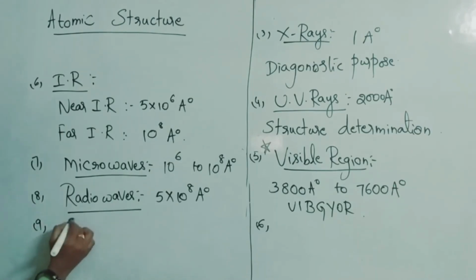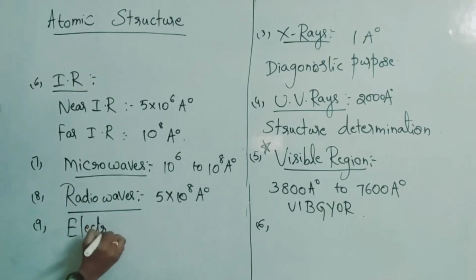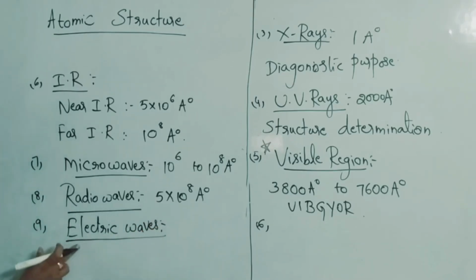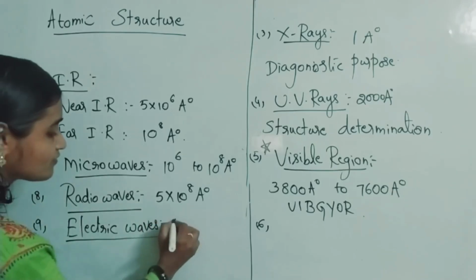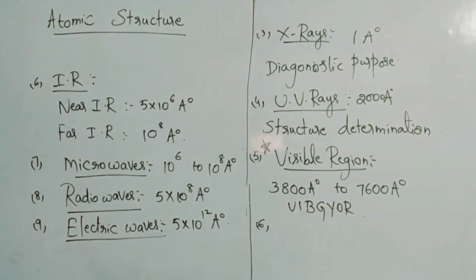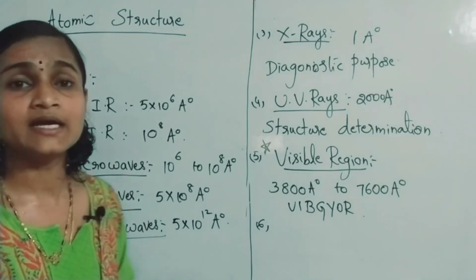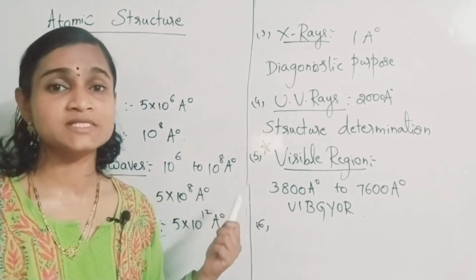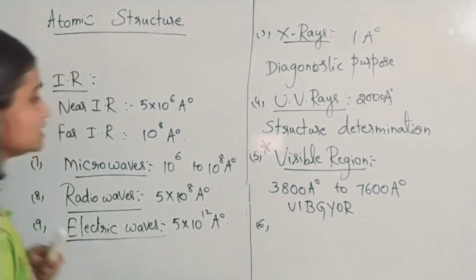Electric waves. So what are electric waves? They are electromagnetic radiations of very high frequency, with wavelength around 5 into 10 to the power of 12 angstroms. So like this you have different electromagnetic radiations. Right, children? You have to remember all these electromagnetic radiations, which will be useful for getting objective questions from this topic. So be thorough with this.